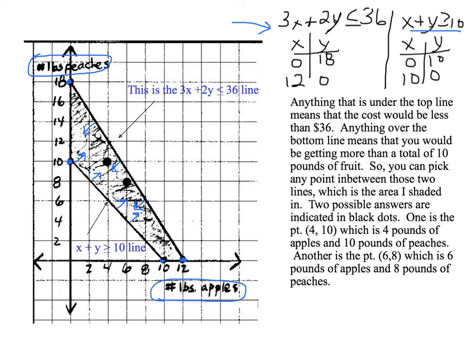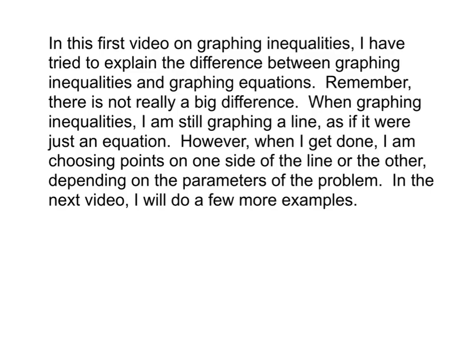Now, I gave you 2 different points in there that I know would work, that I could give you as possible combinations. One of those points is the point 4, 10, which is this point right here. And another one is the point 6, 8, this point right here. So those would be 2 different possible combinations that she can buy that would satisfy both of the demands that she has. She can't spend any more than $36, and she has to buy at least 10 pounds of fruit.